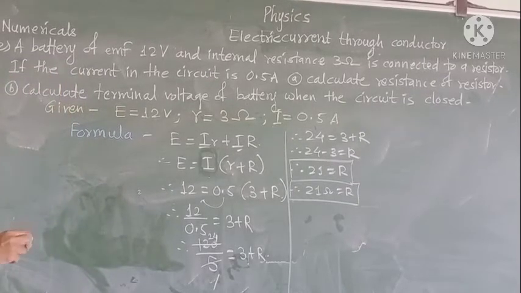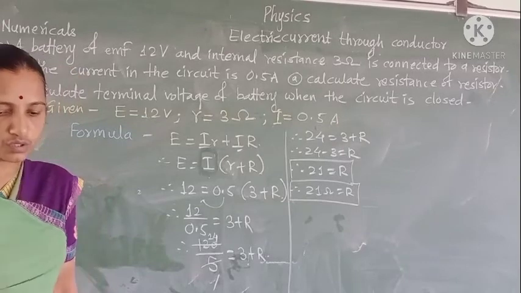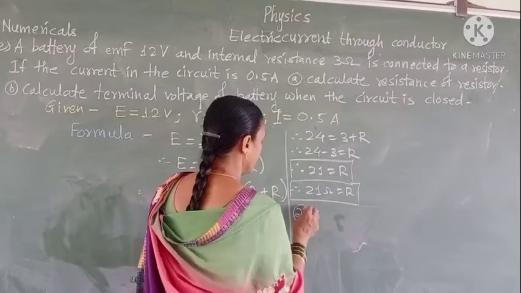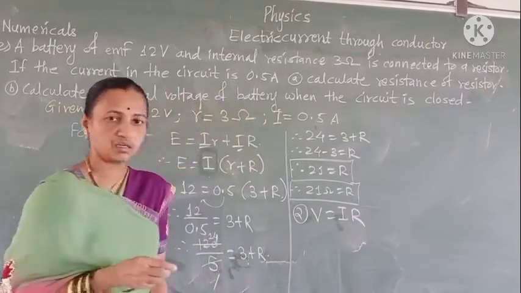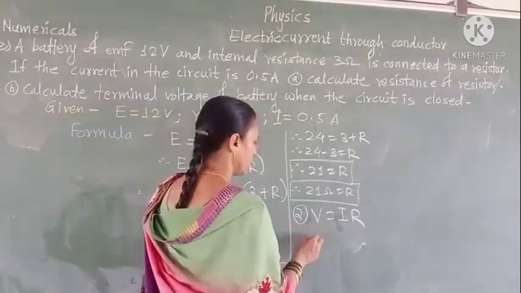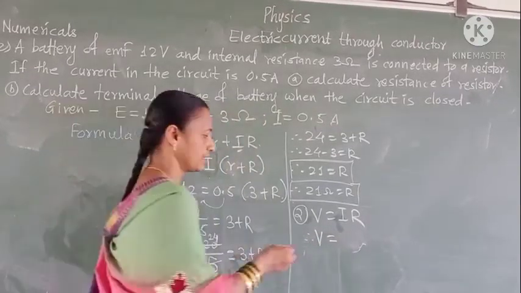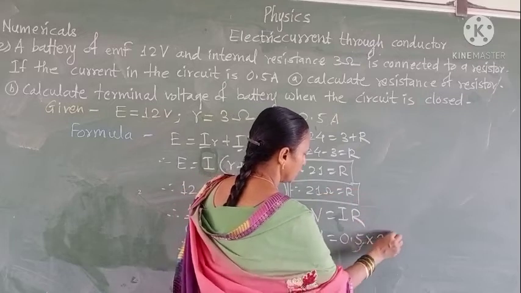Then we have to calculate the terminal voltage of the battery when the circuit is closed. Here we take another formula, that is V is equal to I R, where V is the terminal potential difference of the cell, I is the current and R is the resistance. Hence V is equal to I having the value 0.5, therefore we write 0.5, R having the value 21.